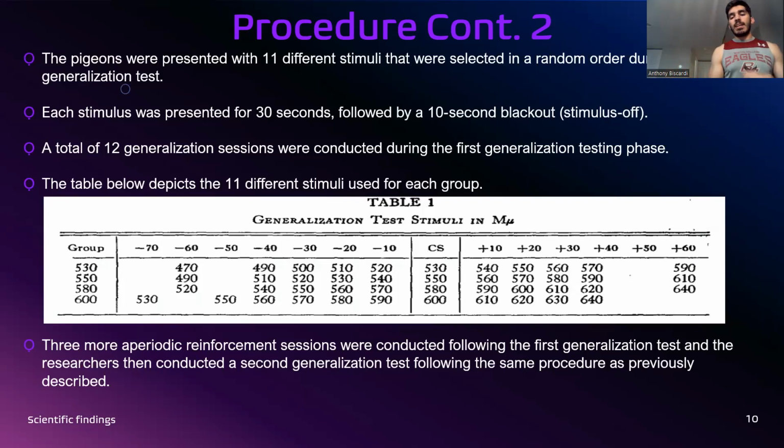And then they conducted a second generalization test. The procedure was exactly the same. So they just did 2 generalization tests using these procedures.